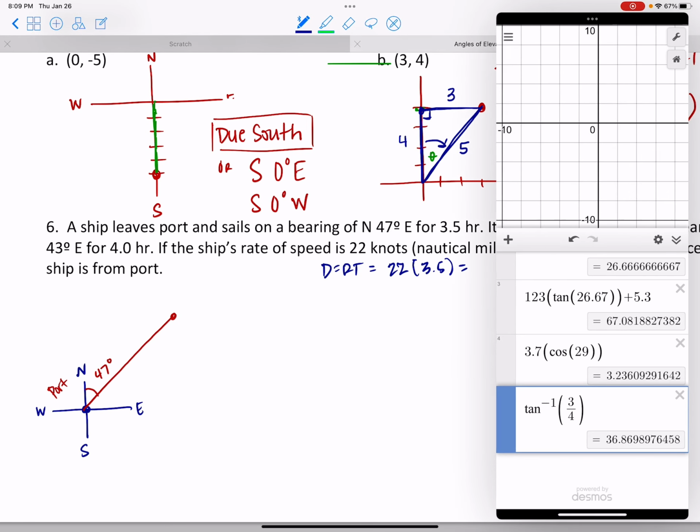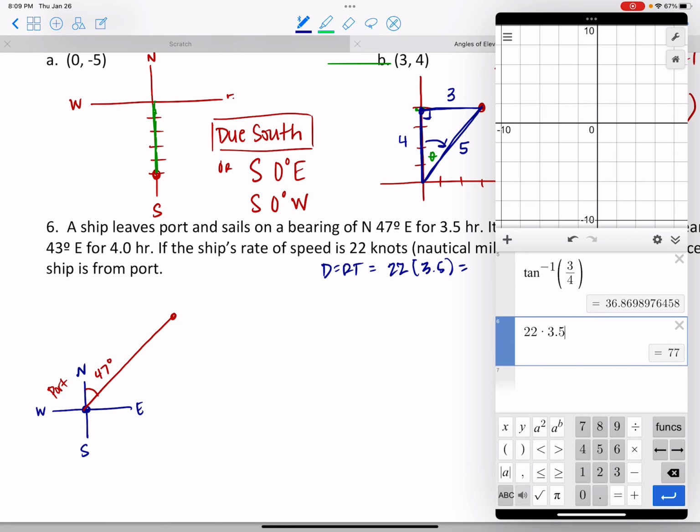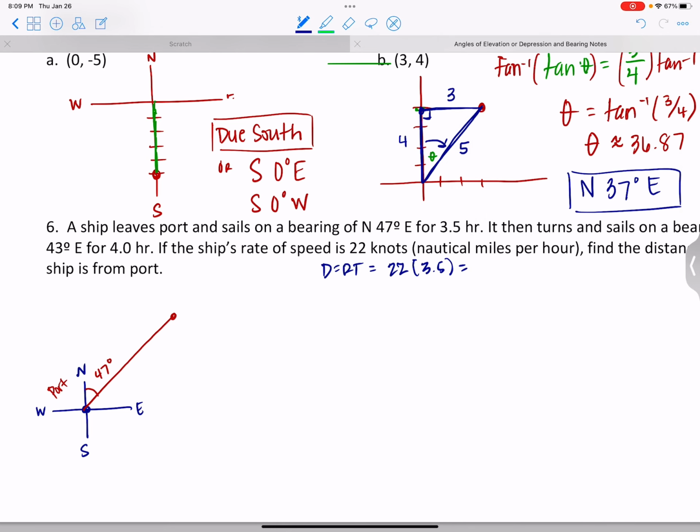22 times 3.5, we get 77. So now this is going to be 77 miles. Need units. Okay. So from there it goes north 47 degrees east for 3.5 hours at 22 knots. That goes 77 miles with that bearing.